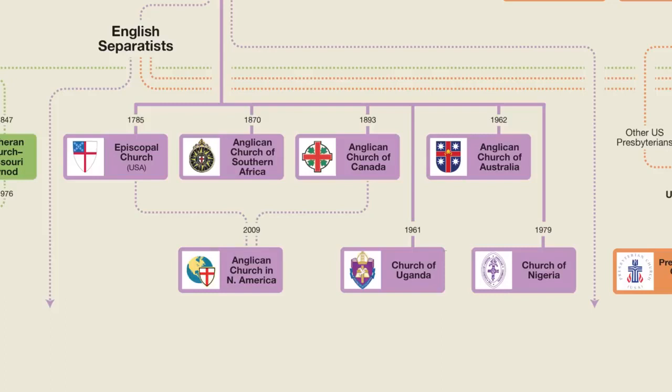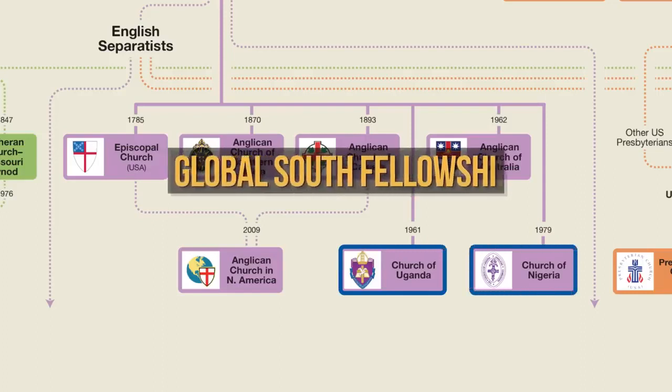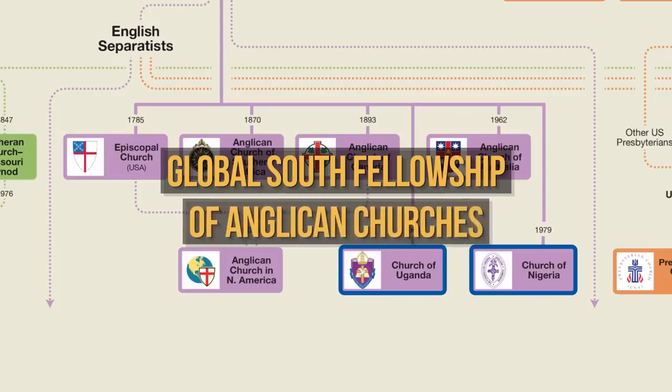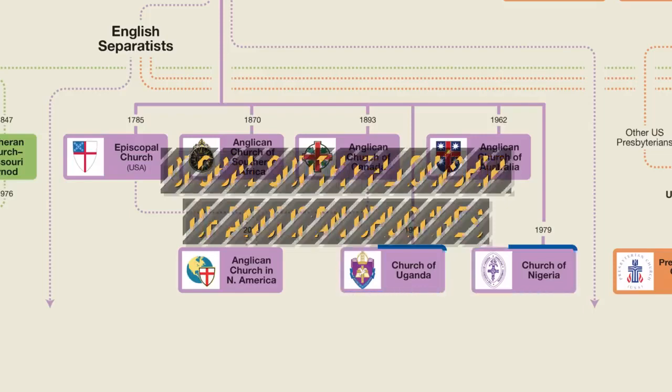So, for example, the Church of Uganda and the Church of Nigeria are part of an organization called the Global South Fellowship of Anglican Churches. Just a few weeks ago, in February of 2023, they voted to no longer recognize the Archbishop of Canterbury as their spiritual leader. So it's yet to be seen whether the Global South Fellowship will leave the Anglican Communion altogether or whether some other resolution will occur.